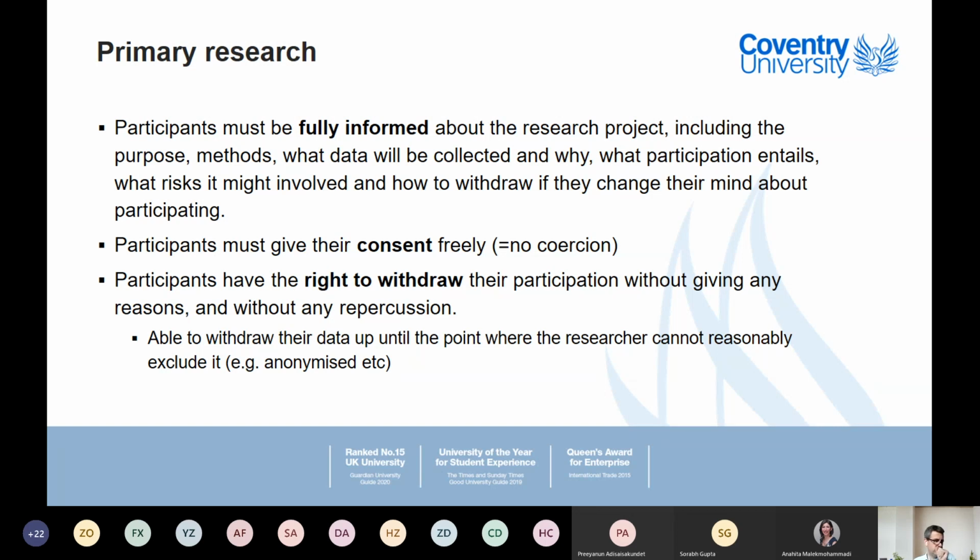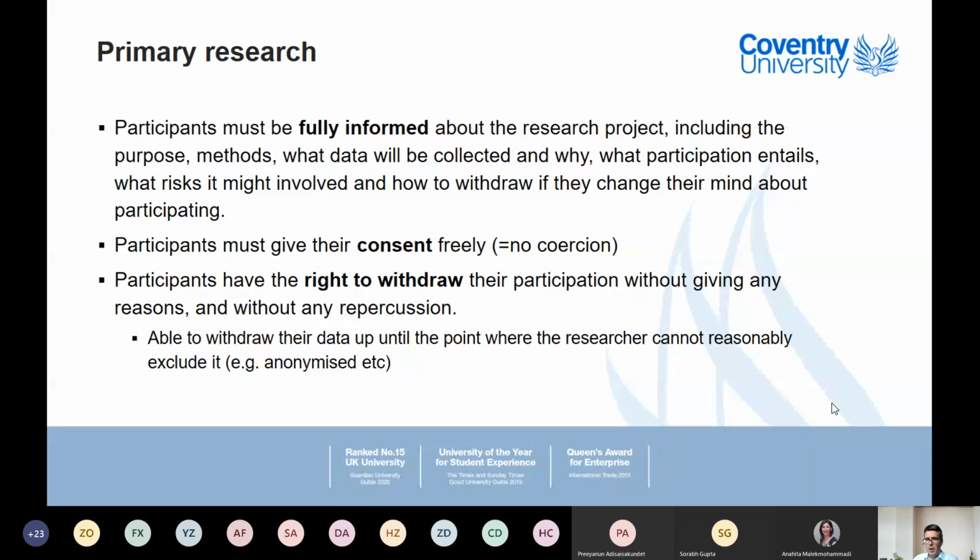And finally, the last point is about the right to withdraw. Participants need to give their consent to participate, so to engage in the research, but they also have the right to withdraw their participation, basically at any time, without giving any reasons, and without any consequences. So they should not be affected by the fact that they withdraw. They don't have to justify themselves.